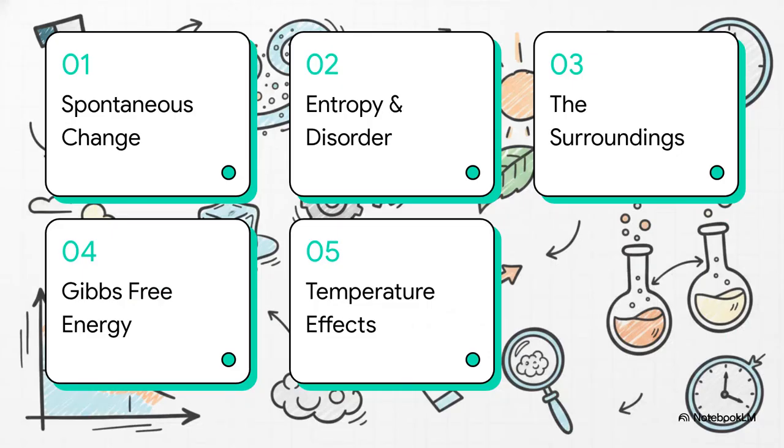Here's our roadmap for today. We'll start with spontaneous change, then move into entropy and disorder. After that, we'll look at the surroundings, dive into Gibbs free energy, and finally wrap up with temperature effects.